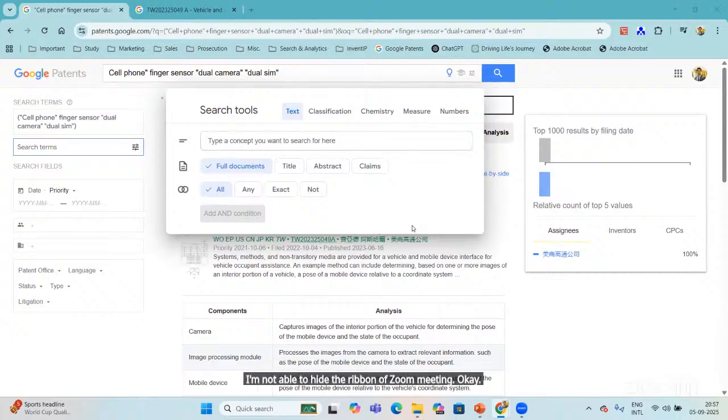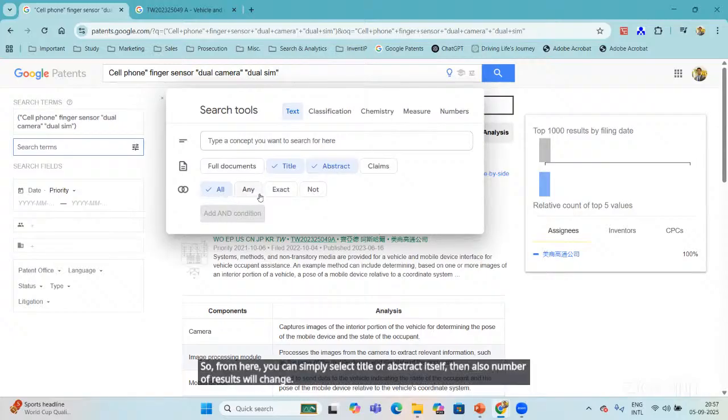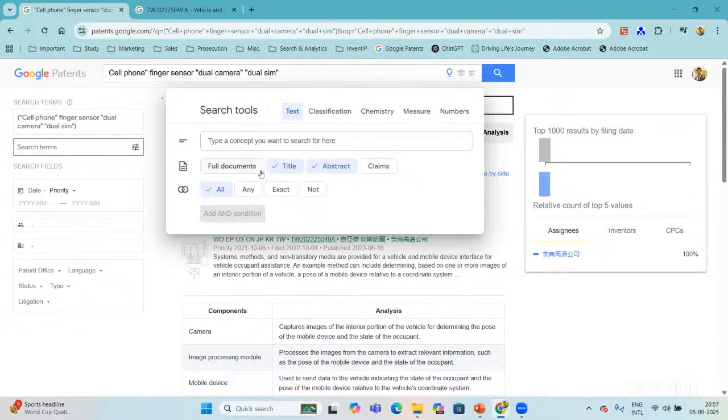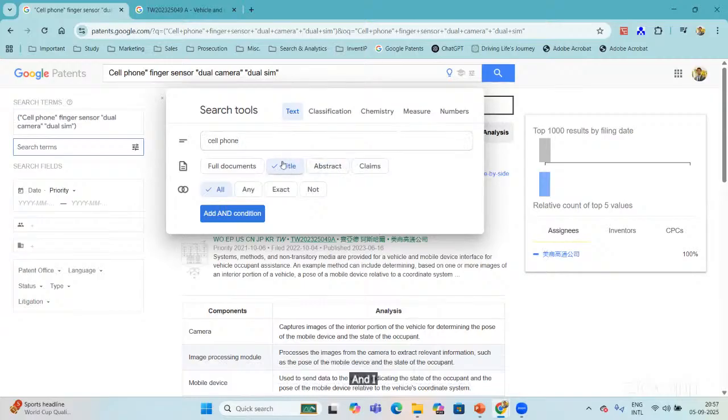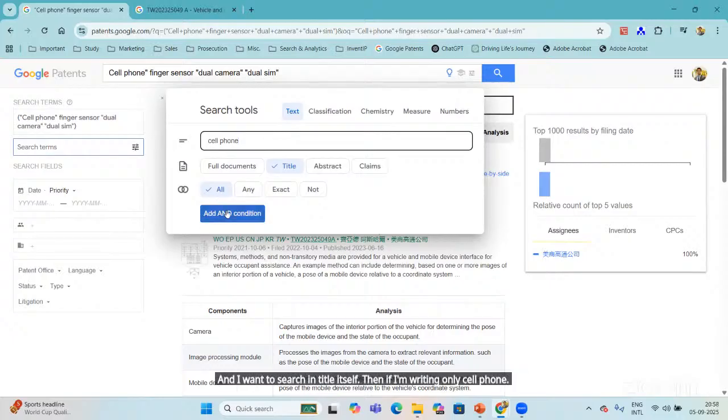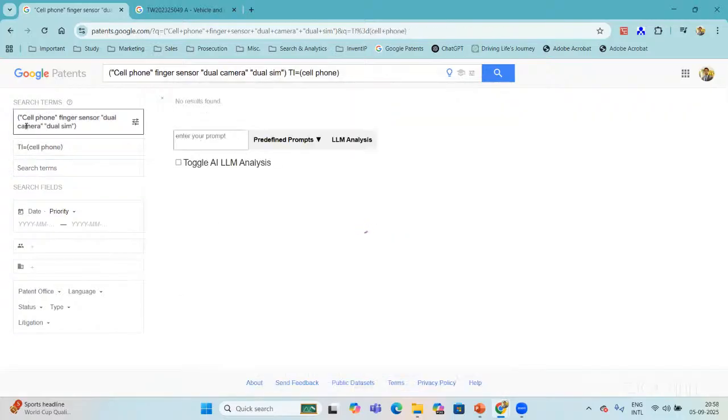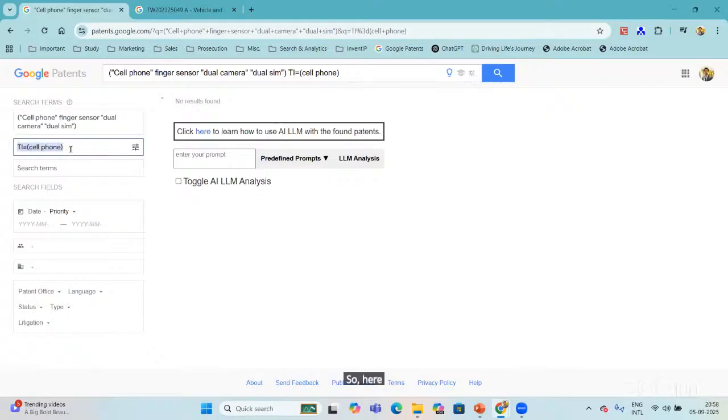From here, you can simply select title or abstract itself. Then the number of results will change in whatever condition you want to specify. Suppose if I'm writing only cell phone and I want to search in the title itself, then here it will showcase the type of results. Got my point?